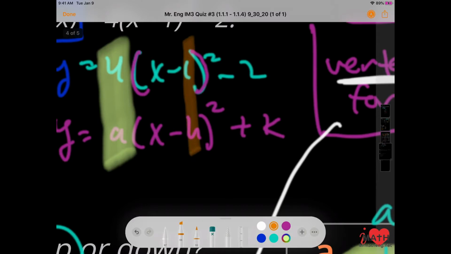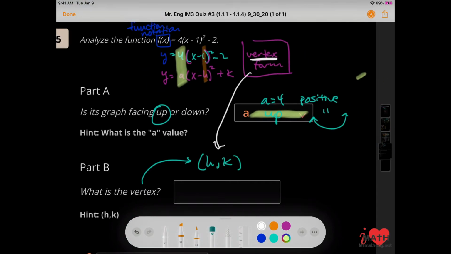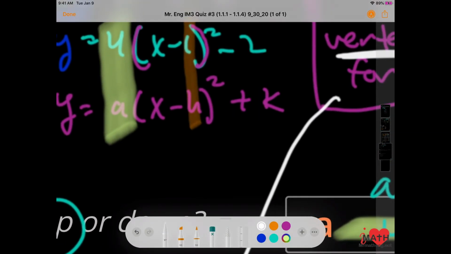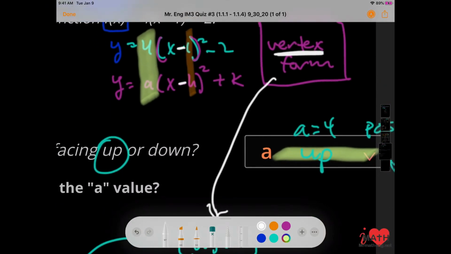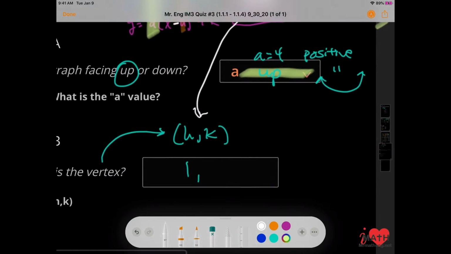The h value is a positive 1. Let me say that one more time. The h value is a positive 1. Why is it not negative? Because the negative sign has to be in the formula right here. Do you see that negative sign? It's got to be in the formula. Some people just think of it as the opposite of what you see in there. Yeah, it's opposite of what you see in there.